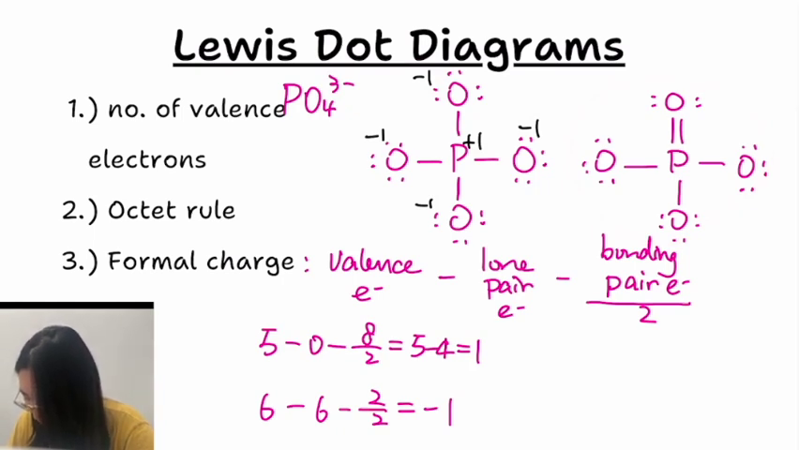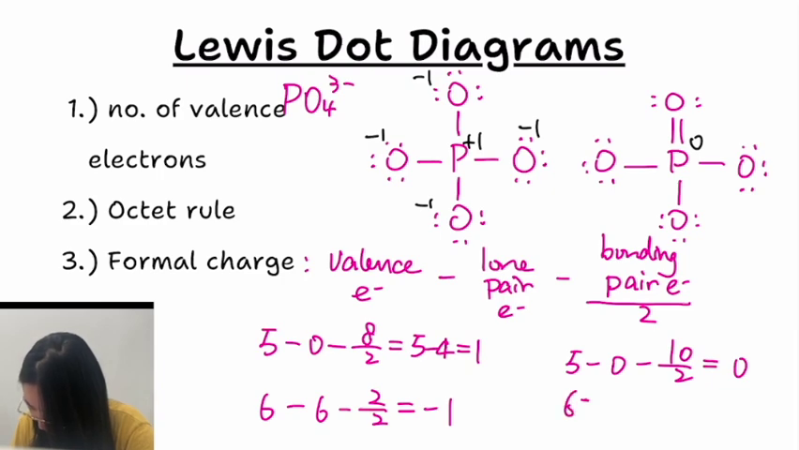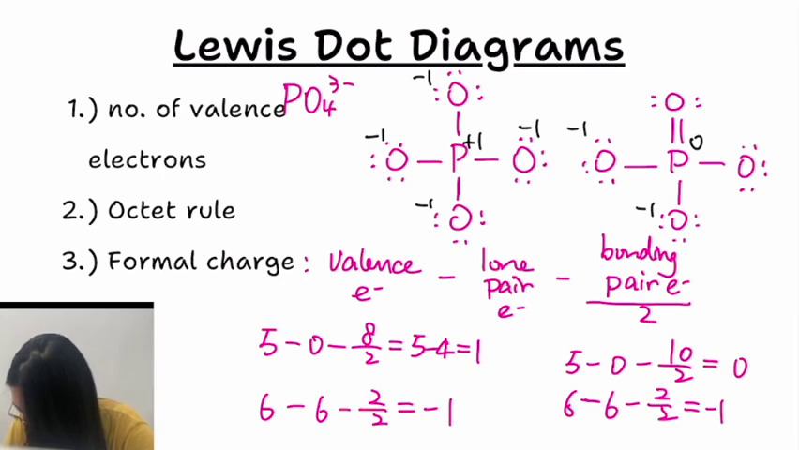Okay, what about this Lewis-dot diagram? So again, I'm going to start from phosphorus. Phosphorus has 5 minus lone pair electron 0 minus the bonding pair electron 1, 2, 3, 4, 5, 6, 7, 8, 9, 10. So 10 over 2, which is 0. Okay, and the oxygen, these 3 oxygen have symmetric structure. So 6 minus 6 minus 2 over 2, that is negative 1. So negative 1. And then this oxygen with double bonds has formal charge of 6 minus 4 minus 4 over 2, which is equal to 0.